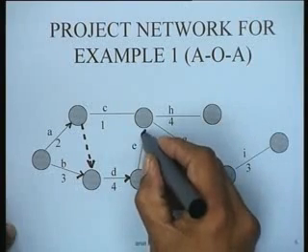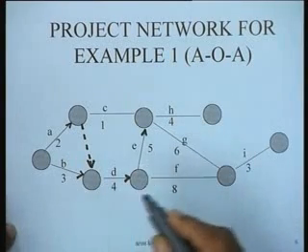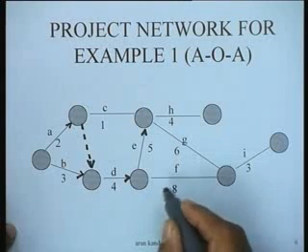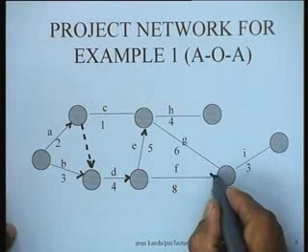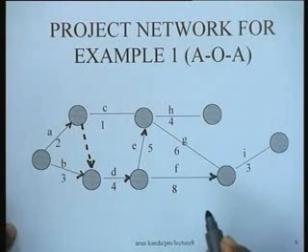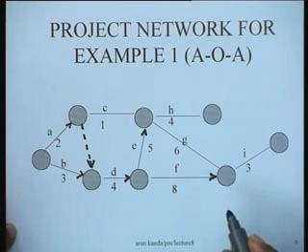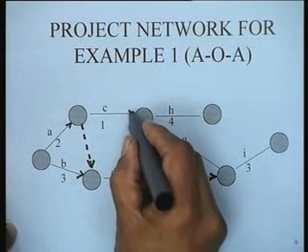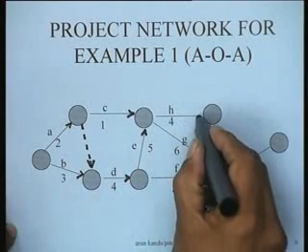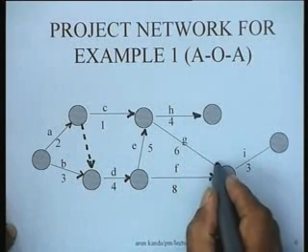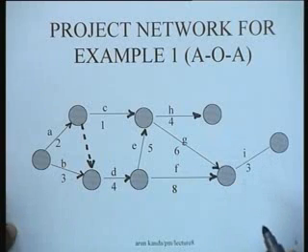Activity E has predecessor D as shown here. Activity F also has predecessor D, so activity F is shown here. Then activities G and H both have predecessors C and E, so C and E are the predecessors for both G and H as shown here.